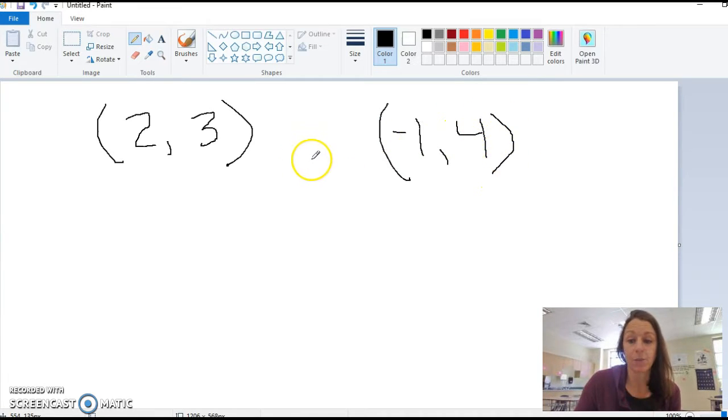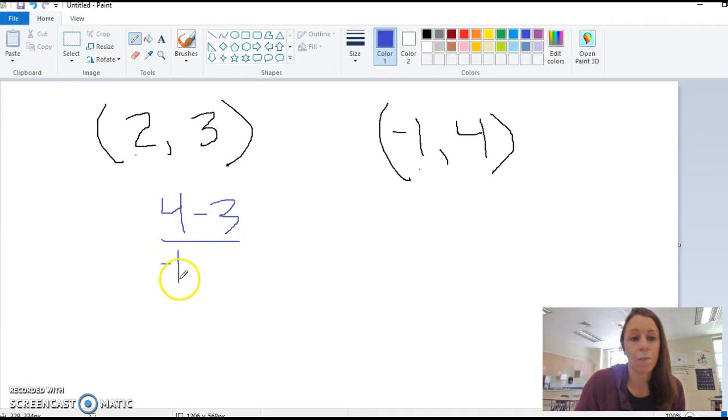If we have 2 points, we have to first figure out what the slope is. So we're going to use our slope formula, y2 minus y1 over x2 minus x1. That would get us 4 minus 3 over -1 minus 2, which is equal to 1 on the top, -3 on the bottom. So we can write that as -1/3. That's m.